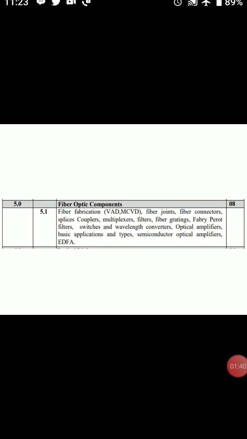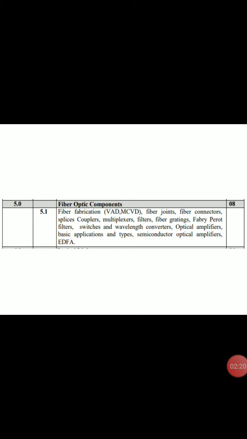Now next is the fifth chapter, which is about fiber optic components. For optical fiber, which components do we have to use? Fiber fabrication, how the fabrication can be done, and fiber joints. What is the difference between joints and connectors, which is permanent and which is non-permanent, that we have to find out. What are the splicers, what are the couplers, where we have to use them, and what are the uses of splicers, that we have to study.